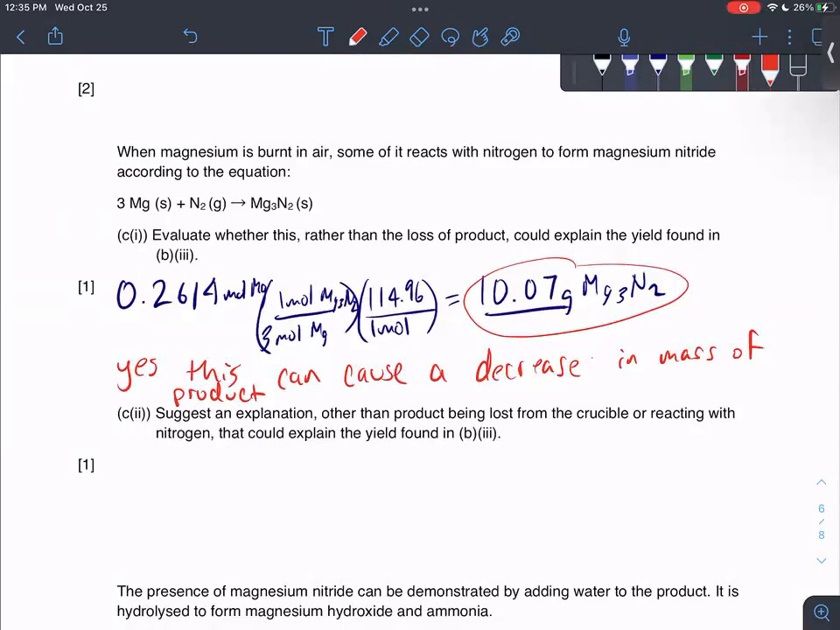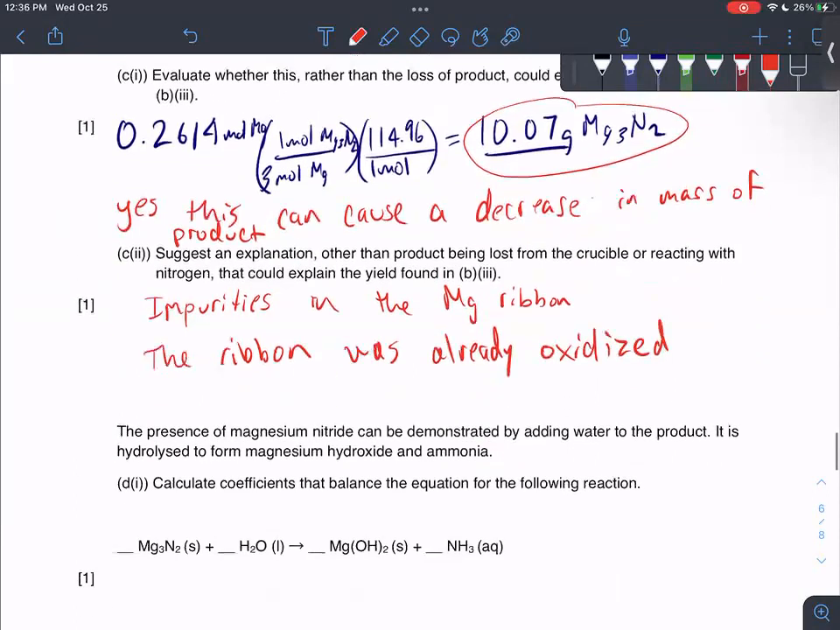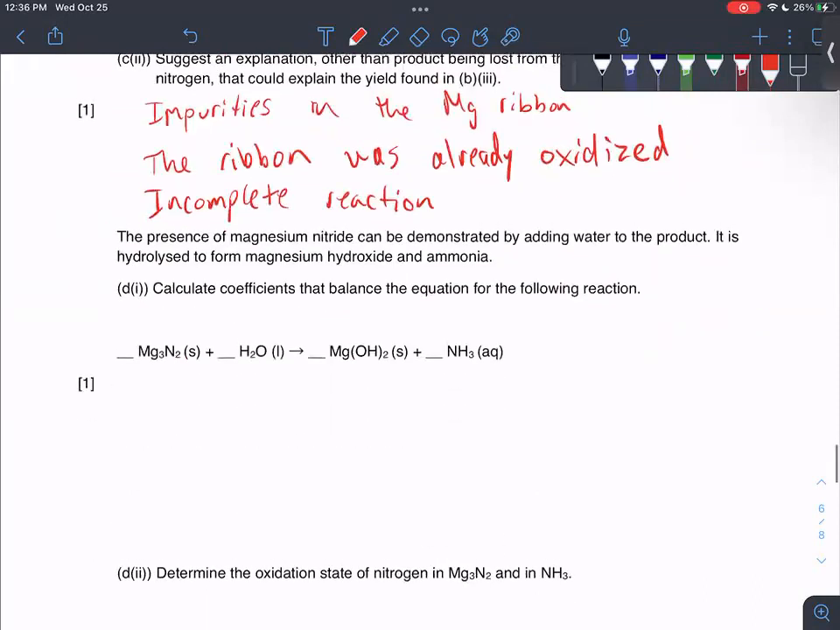Well, there's a lot of reasons. Some could be impurities in the magnesium ribbon. Others could just be the ribbon was already oxidized. There are many, many reasons for it. There are a lot of different variations. We could have incomplete combustion, incomplete reaction. Many reasons.